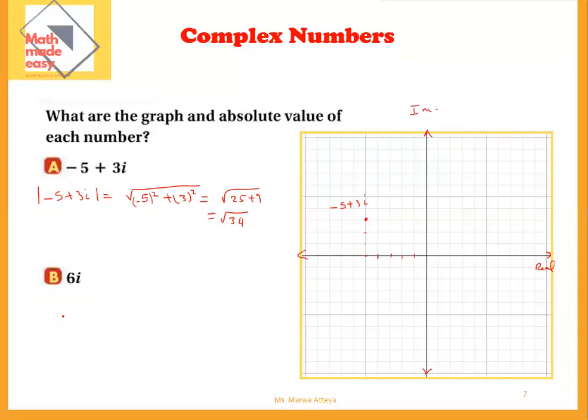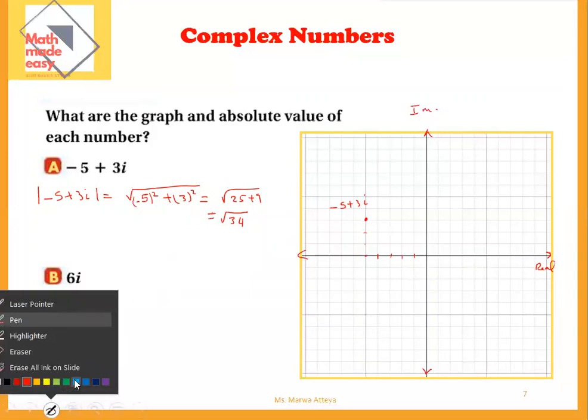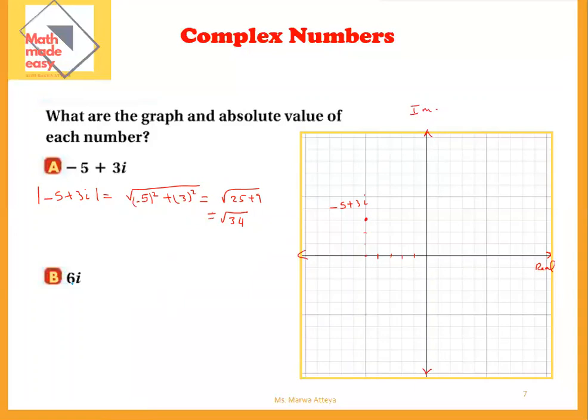Now, what about 6i? How do we graph 6i? Let's use a different color. Well, 6i is only a pure imaginary number. It does not have a real part to it. So we're going to be moving on the imaginary axis. How many units? 6 units. That's going to be up. 1, 2, 3, 4, 5, 6. So this here is 6i.